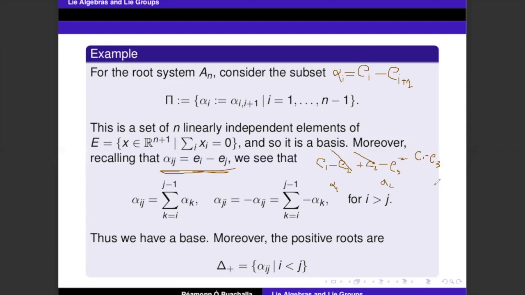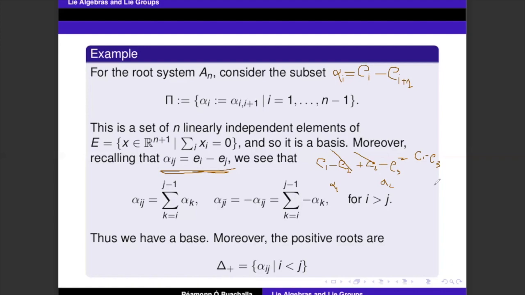How do we get the other ones, the ones where i is greater than j? Well, we can see that alpha ji is equal to minus alpha ij. If we put the minus in front, it just switches things around. And of course, that's just equal to minus the sum of alpha sub k's. So it works. It's easy. You see here that the coefficients all along are basically just going to be plus or minus 1. These are our integer coefficients.